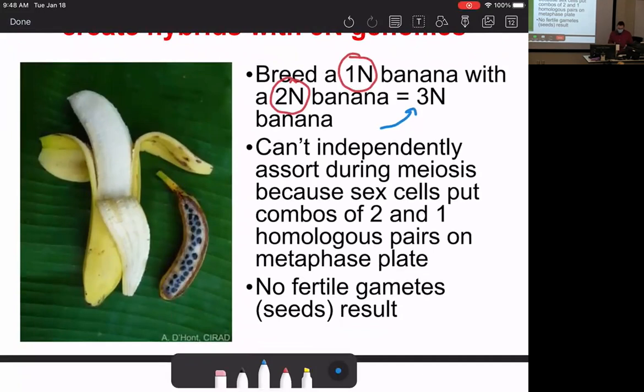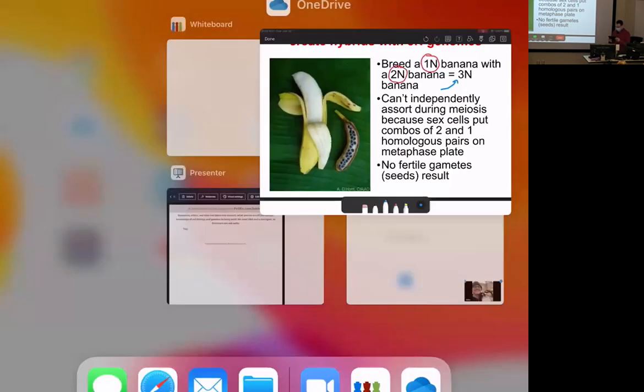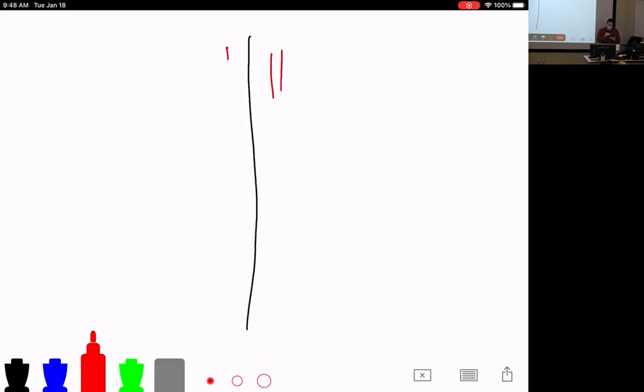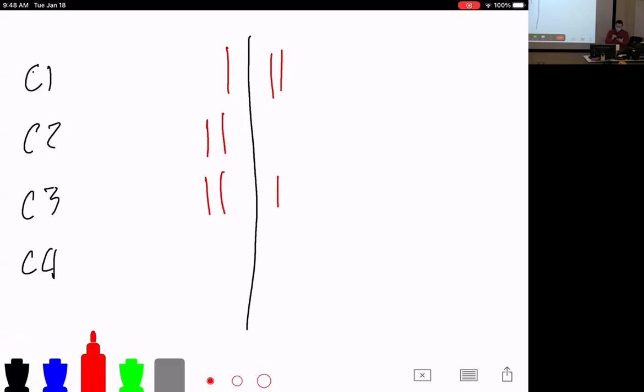Now the problem here is that you can't evenly assort at the metaphase plate. Let me show you what I mean by that. So if this is my metaphase plate right here, the cell has no way to know or decide. If I'm sending two over here, remember we have a total of three for each chromosome, so we'll just say one, two, three, four. The cell has no way to decide which way it's gonna send two or one. And that's gonna jam up everything.